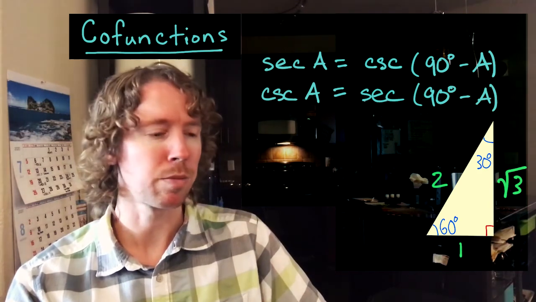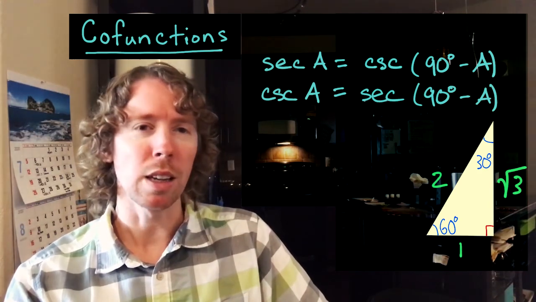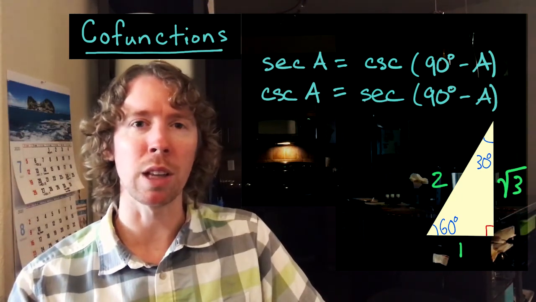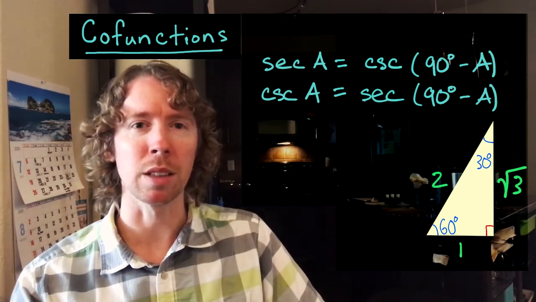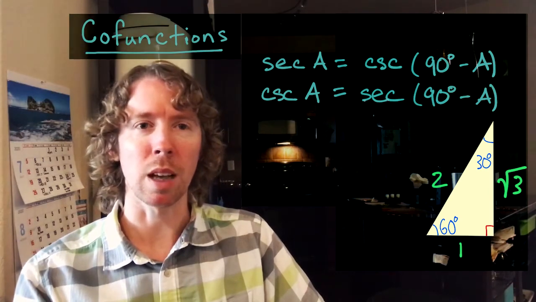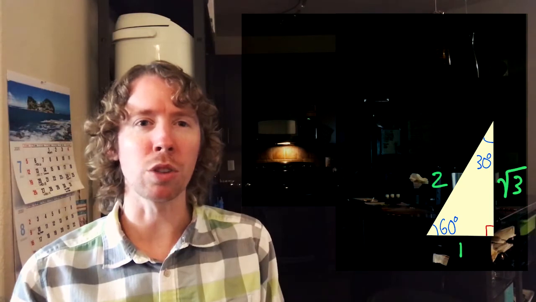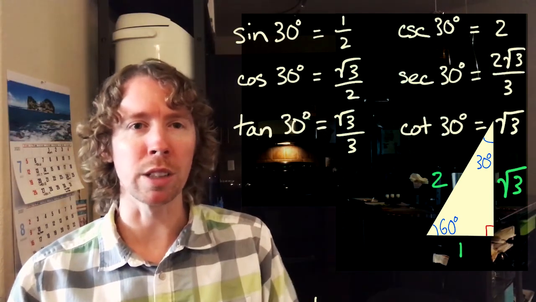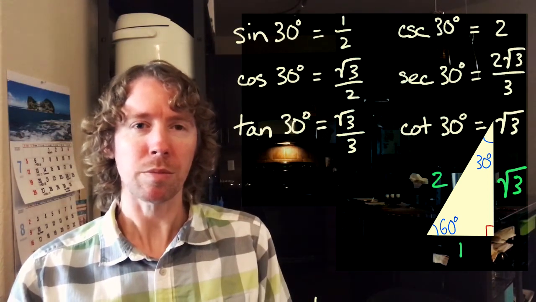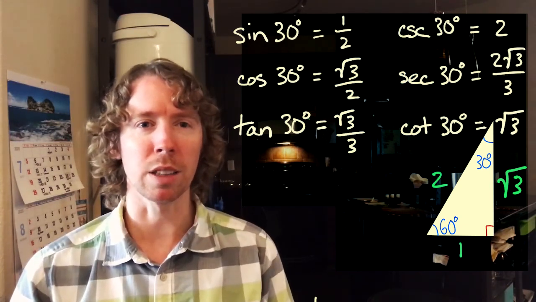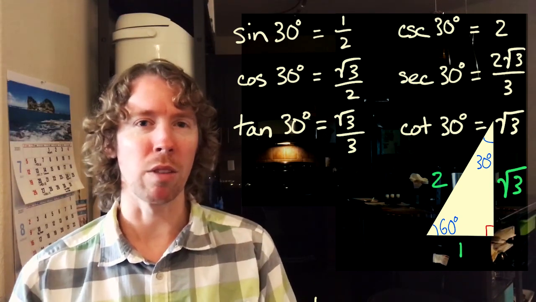It just really is nice, quick, and precise terminology that we can use to represent something that's slightly complicated. So now we know how to figure out all the trig functions for 30 degrees as well. We can just take their cofunctions evaluated at 60 degrees, and then we have the values that we need.